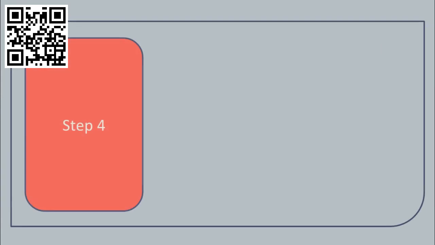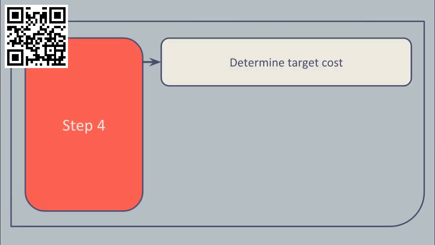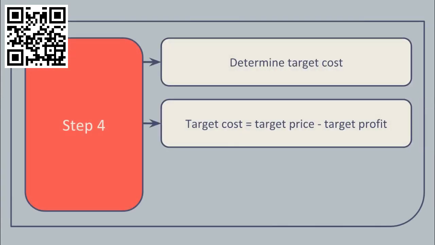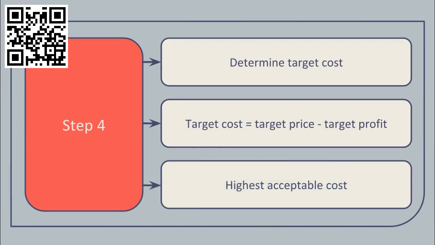In step 4, we determine the target cost. This is calculated by subtracting the required profit, as we've discussed in step 3, from the product selling price, as we saw in step 2. The target cost represents the highest acceptable cost of the product.